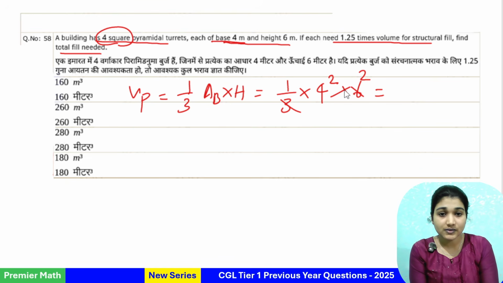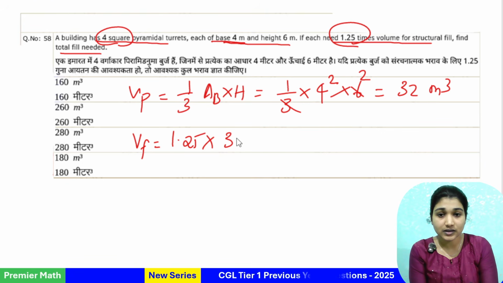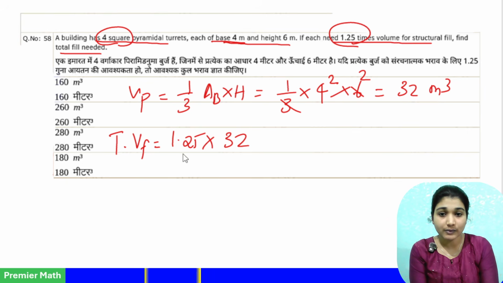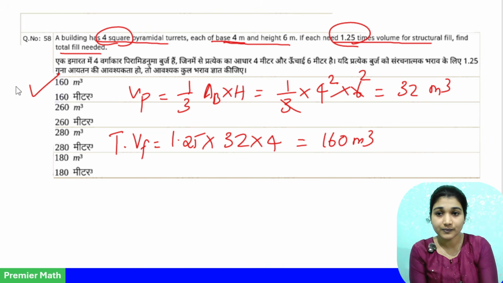It goes 2 times in 6, 16 into 2 is 32. So 32 meter cube is the volume for pyramid. Now volume of fill is 1.25 times the volume. So 1.25 times 32. But we need total volume for 4 square pyramids. So total volume is equal to 4 into this one. 1.25 into 4 is 5. 5 into 32 means 150 plus 10, 160 meter cube. Option 1 is your answer.